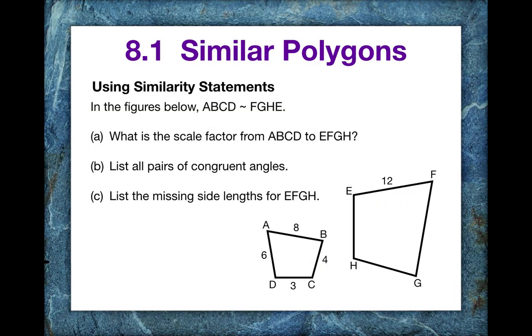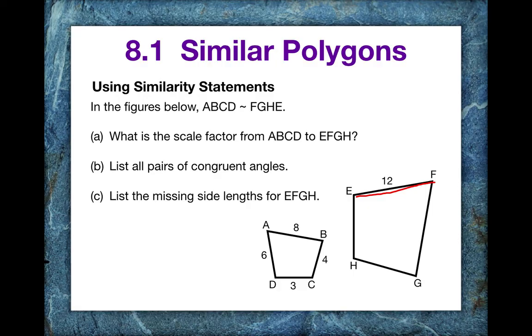Now let's use a similarity statement. If I say ABCD is similar, notice the tilde is for similar, to FGHE, that says that A to B to C to D is similar to F to G to H to E. What is the scale factor from ABCD to the other figure? Well, the way that we can tell that is we look for a side that is marked. And I have a side marked here, EF, which is 12.